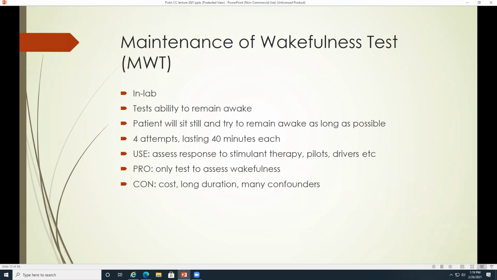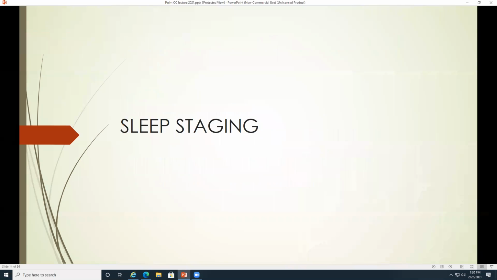It's the only test we have for this kind of thing, so it's kind of its own unique thing. But the problem here is that it's costly again. It's a long duration. They're spending most of the day, because they don't just do 4 attempts back to back. They space them out by an hour or 2. So they are there for a good 8 or 9 hours to do it. And again, lots of different things can mess up this test result too, so you have to take into account everything going on with the patient.